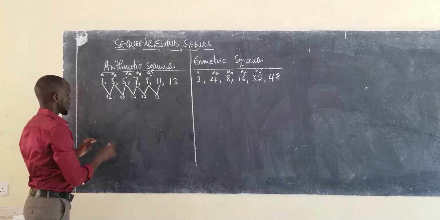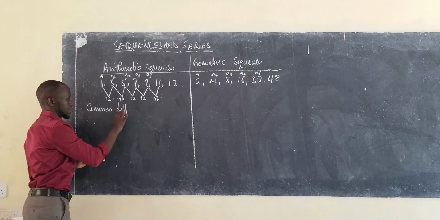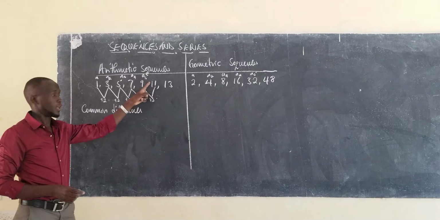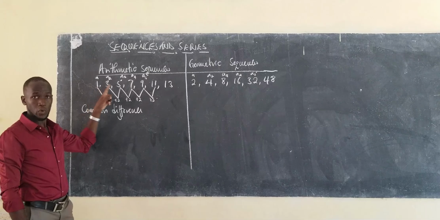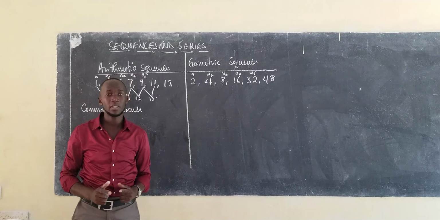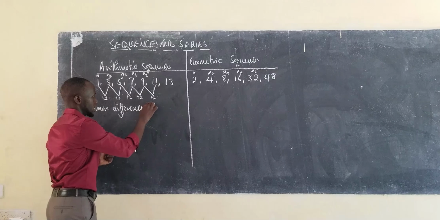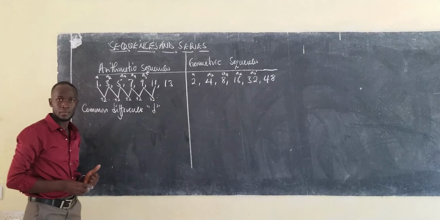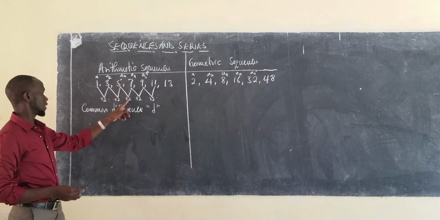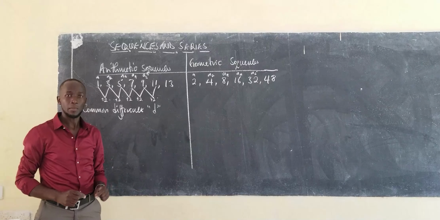That's why we call it a common difference. In an arithmetic sequence, from one term to another, we either add or subtract a constant quantity that we call a common difference, and we denote it by the letter D. When you get 9 minus 7, you get 2; 5 plus 2, you get 7. That's why I'm saying you either add or subtract.